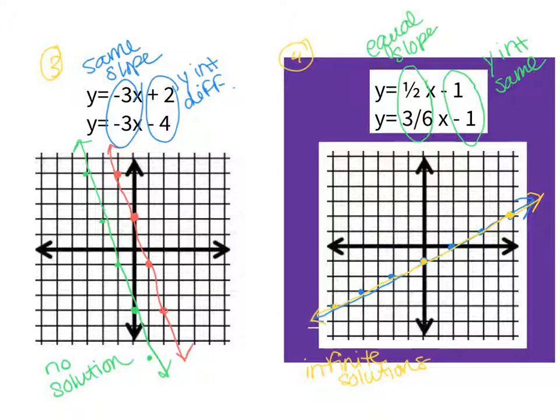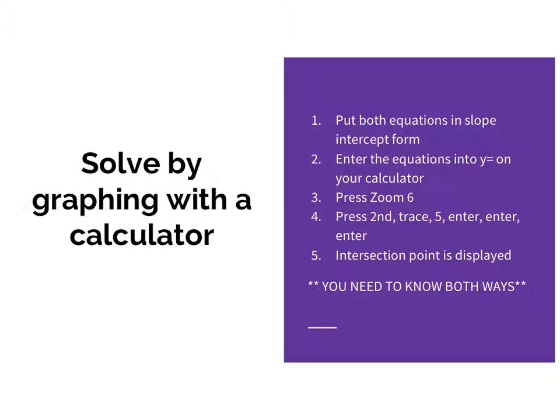So solving systems by graphing is relatively easy, but we can do it in the calculator as well. So in the calculator, you're going to put both equations in slope-intercept form. You're going to enter them into y equals, zoom 6, second trace 5, and then enter 3 times, and it will give you the point of intersection, and that would be the solution, but you need to know how to do it by hand as well.